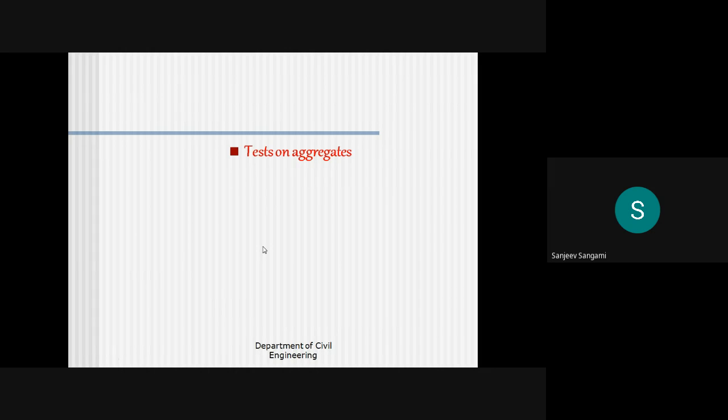In the previous class, we were discussing some of the tests on concrete. Now we'll move on to the tests on aggregate. Here, some of the very important aspects we'll try to cover. Of course, you already studied some of the tests as well as the properties. We'll try to revise it and finish as early as possible.